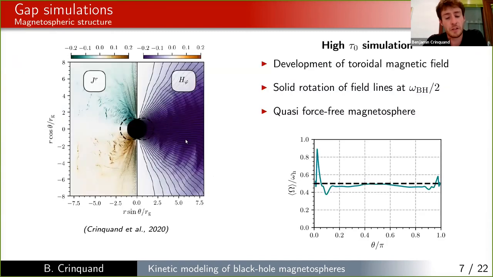If we plot the average simulation with a high optical depth, this is shown on the plot on the left. We have a toroidal field which develops. We have the thin lines that are winding. We have a closed electric current system, which is able to extract the energy from the black hole. As we can see from the plots on the top and bottom right, which show the angular velocity profile of the magnetic field lines, these are in solid rotation at the predicted angular velocity, one half of the black hole angular velocity. All in all, we know that when tau naught is high enough, of the order of 30, we can reproduce a quasi-force-free magnetosphere. However, what we are interested in is also deviations from force-free.